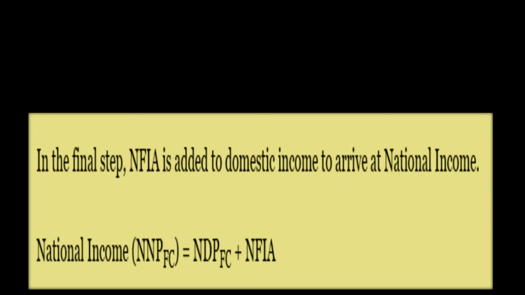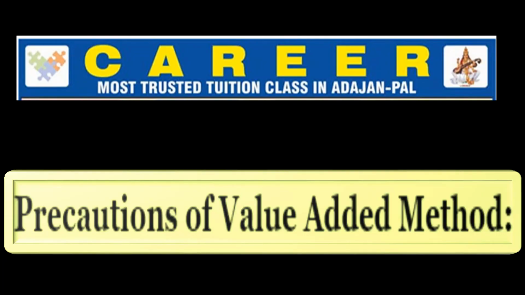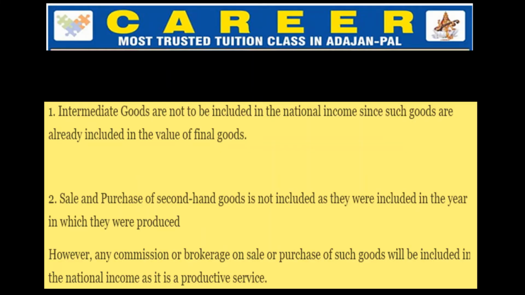Now, certain precautions of the value added method. This is asked in a 3 marks question. Remember the answer. Intermediate goods are not included in national income because there is a problem of double counting. So we include only the final goods. Sale and purchase of second-hand goods are not included. However, commission and brokerage is always included.